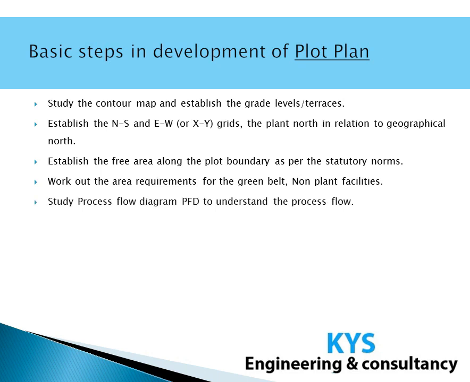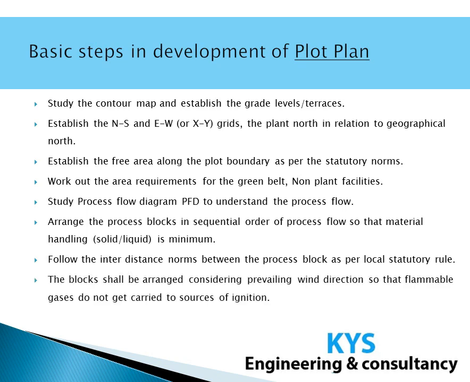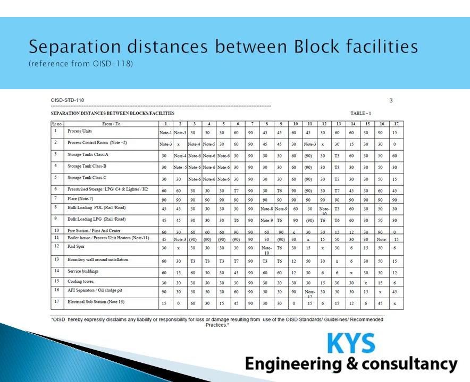We study the process flow diagram to understand the process flow. Then we arrange the process blocks in sequential order of the process flow so that material handling is minimum. We have to follow the interdistance norms between the process blocks as per the local statutory rule. The blocks shall be arranged considering prevailing wind direction so that flammable gases do not get carried to the source of ignition. This is an example of separation distance between block facilities as per OISD 118.